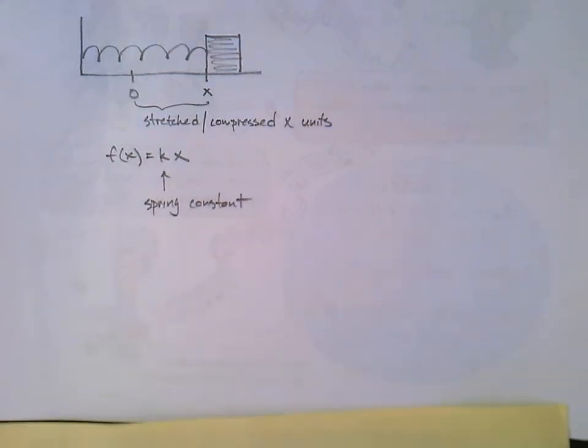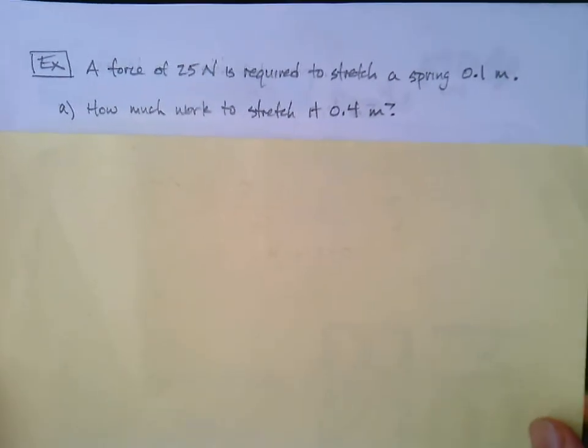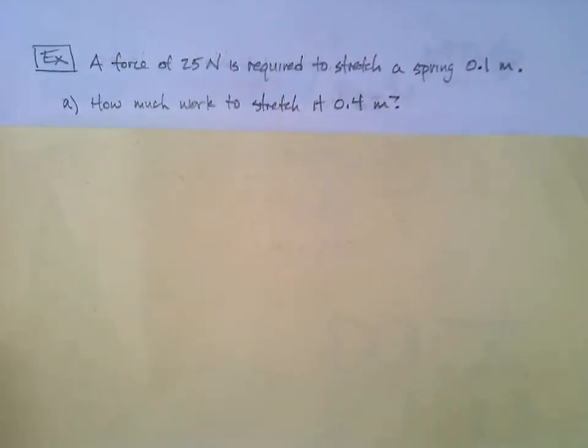Okay, let's check out some examples. Here we go. Let's say a force of 25 newtons is required to stretch a spring 0.1 meters. So you can tell we are using metric here. We've got forces in newtons. Our spring is being stretched in meters. Okay, so we know how many newtons it takes to stretch it 0.1 meters.